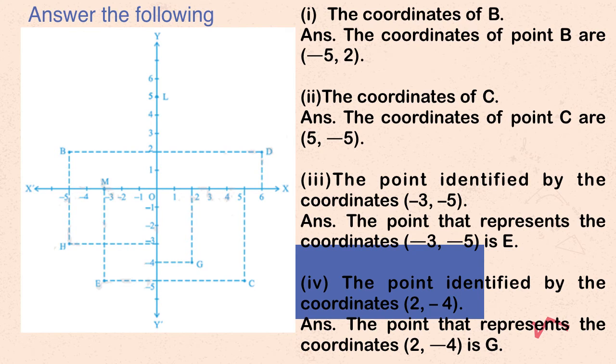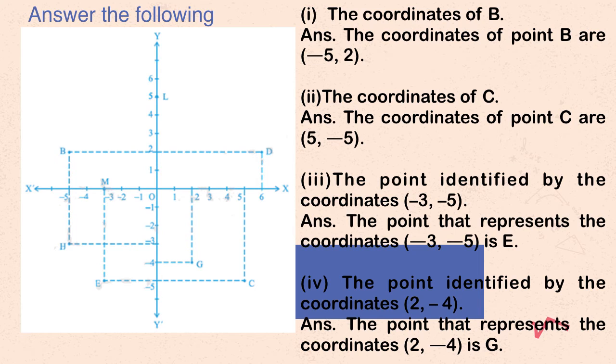Now let's locate this point. -3 means the x coordinate is -3. So first let's locate the -3 value on the x-axis. Then we will locate the -5 value on the y-axis. So I've got both these 2 points. I will drop lines from these 2 points and the point of intersection is E. The point where both these 2 lines meet is the point E.